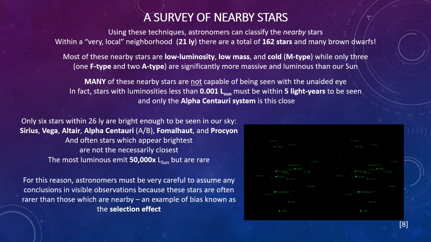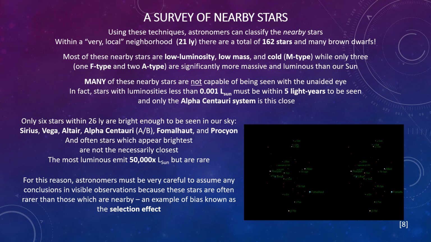When we look at the nearby stars to our sun, we can see that there are not that many, and many of them are brown dwarfs. So within our local neighborhood of roughly 21 light years around, there are 162 stars. Most of the nearby stars are very low luminosity stars, low mass, and cold. So these are the M types. While there are only three that are significantly more massive and luminous than our sun. There's one F type and two A types. Many of the stars near our sun are not capable of being seen without using some sort of telescope.